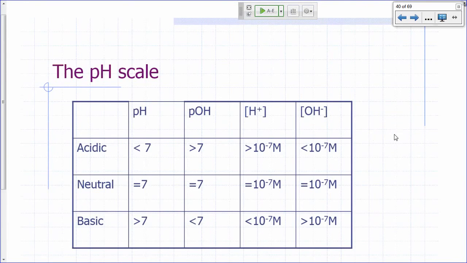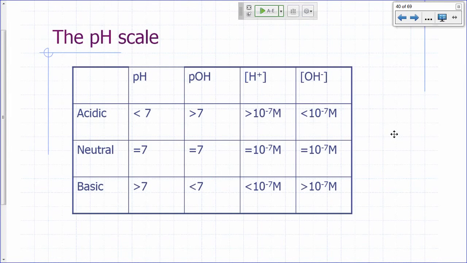So the pH scale then tells us whether your solution is acidic, basic, or neutral. What did we say about H plus and hydroxide in a neutral solution? They're equal, right? So if they're equal, they both have to be 10 to the negative 7. So your pH and pOH must both be 7 if you have a neutral solution.